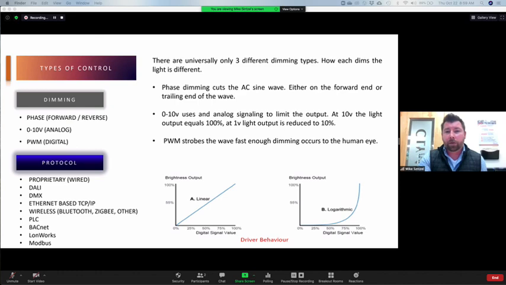On the screen here, we go over the dimming protocols. We're talking about phase dimming, which is forward reverse phase. 0 to 10, which is an analog signal, which sends 1 to 10 volts low voltage into the driver. And then pulse width modulation. Most of the pulse width modulation, recent developments, and that's used in conjunction with 0 to 10, it allows 0 to 10 to dim digitally.